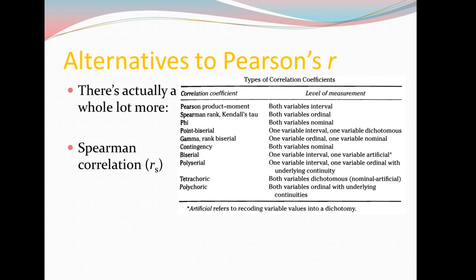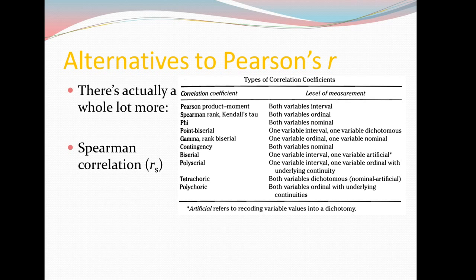Then the Spearman's rank or Kendall's tau, you use when both variables are ordinal. Then the phi coefficient, when both variables are nominal, which you would get into when you do a chi-square analysis. Then a point biserial is where one variable is at least interval and another variable is dichotomous. The perfect example of this is a t-test, because your dependent variable is continuous or interval, and your independent variable is dichotomous. So point biserial right there.